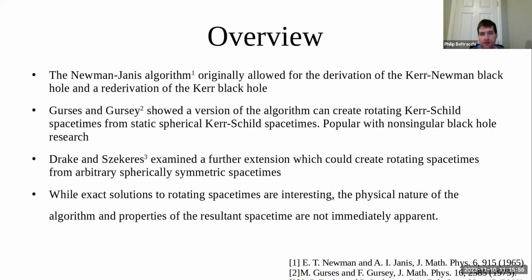The original Newman-Janis algorithm was a procedure which allowed for the derivation of the Kerr-Newman black hole and a rederivation of the Kerr black hole. This procedure was extended by Gurses and Gursey, who showed that a version of the algorithm can create a rotating Kerr-Schild spacetime from a static spherically symmetric Kerr-Schild spacetime.